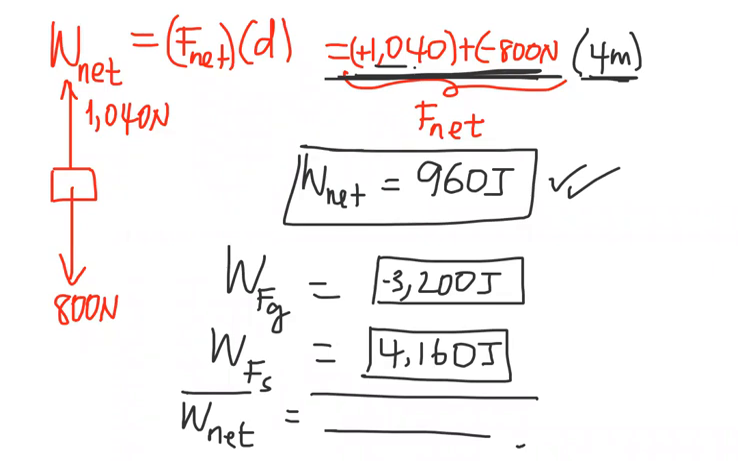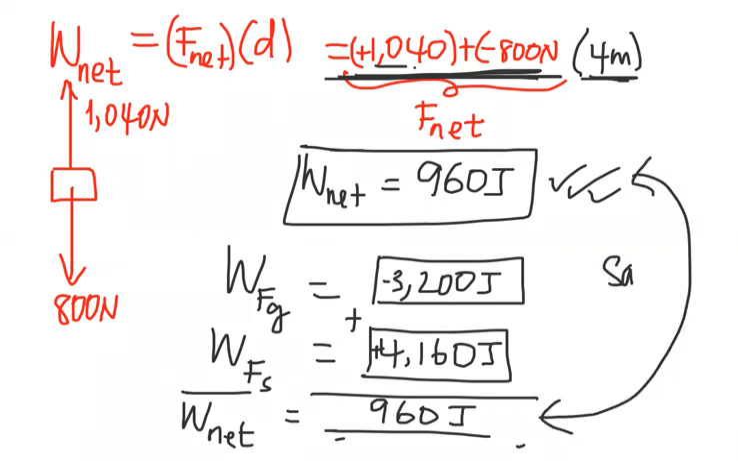Now, if we add the two, we should get our net work as 960, just like here. If we find the difference, it should be 960. You can try that and see that you indeed get that. So you could also find the net work done on the object by just adding the work done by gravity plus the work done by the support force. You will find the same answer as this one.